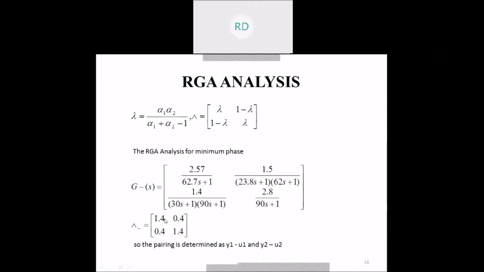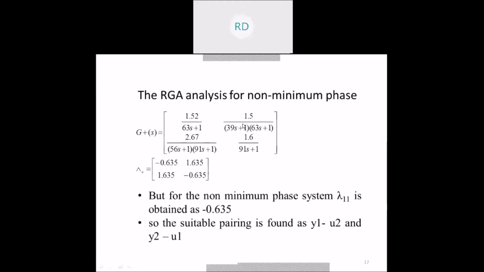Here, this 1.4 is nothing but input u1 and output y1, so I'm pairing this, and 1.4 is nearly equal to 1, right? This is nothing but the y2 and u2 term, so I'm taking this. So the pairing is determined by RGA analysis. The same goes for the RGA analysis for non-minimum phase. Here 0.635 came, and we shouldn't consider this because a negative value won't give the proper output.